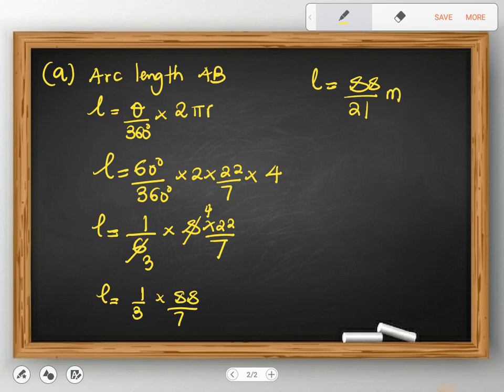So if you don't have a calculator, you can leave it like that. But if you have a calculator, the length, because 21 can go into 88 almost 4 times, can be like 4.2 meters, just to be approximate. Therefore, you are done. I hope this is clear, please.